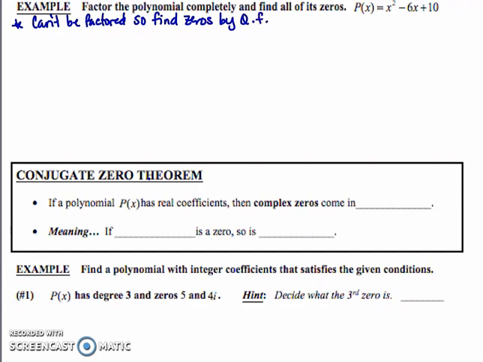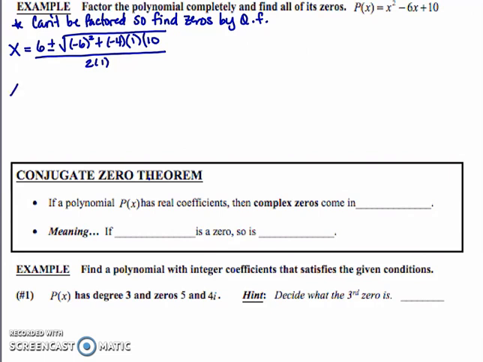Okay, so I'm going to do the quadratic formula right away. I'm going to plug in my a and b and c. So x is going to be equal to the opposite of negative 6, which is 6, plus or minus the square root of b squared. That's going to be negative 6 squared, plus negative 4 times a, which is 1, times c, which is 10. And this is all over 2 times a, which is 1.